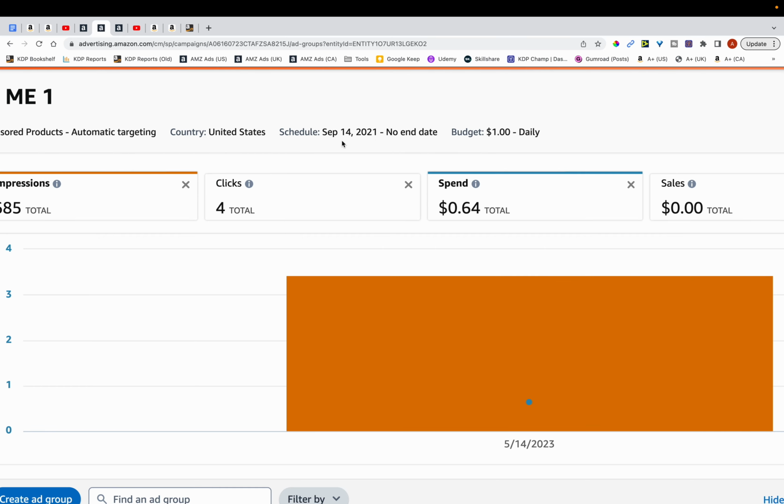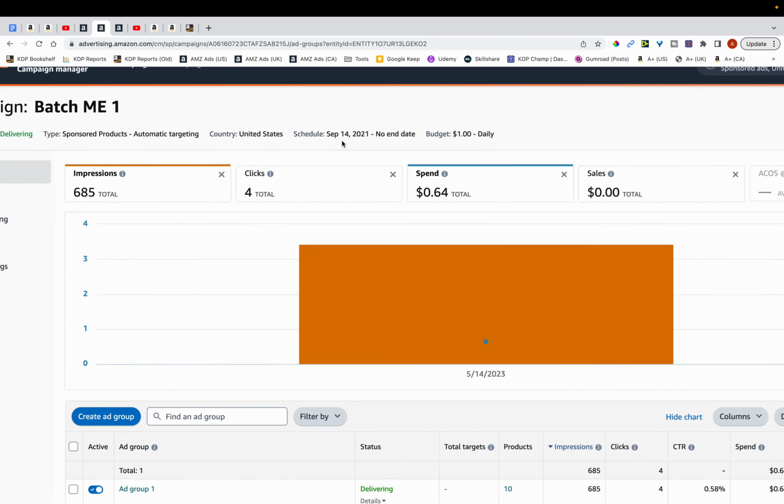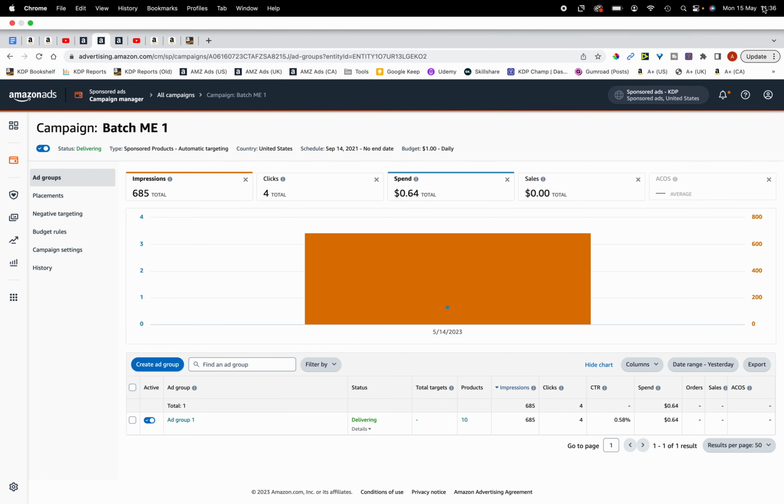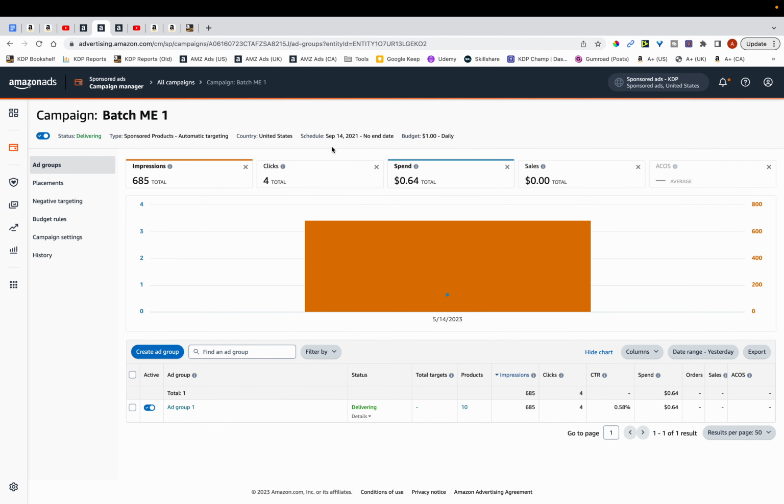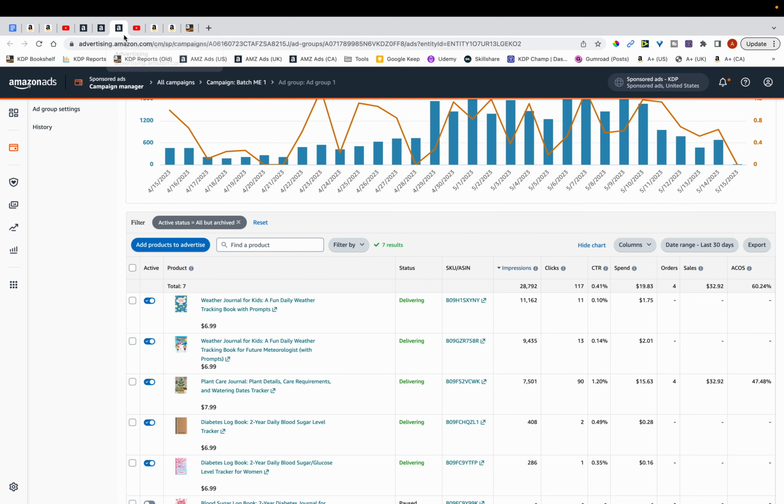So you can see that I started it in September of 2021. And now it's currently 2023. As you can see here, it's May. So for over 2.5 years, I've been running ads on this particular book, the one that I've just shown you, the Plant Care Journal. And I have no intention to ever stop running ads on the book or any books that I run ads on, so long as they continue to make sales and I don't lose money on them.